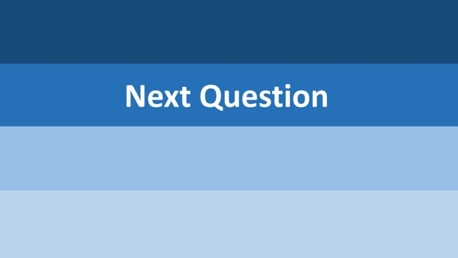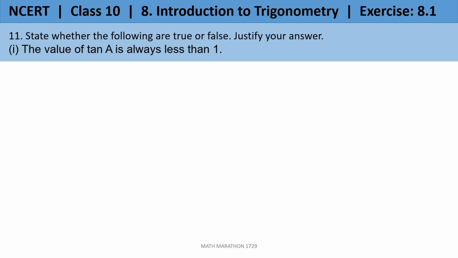Let us see the next question. State whether the following are true or false. Justify your answer. Section 1. The value of tan A is always less than 1. First, let us draw a diagram. I have drawn a right-angled triangle, ABC.